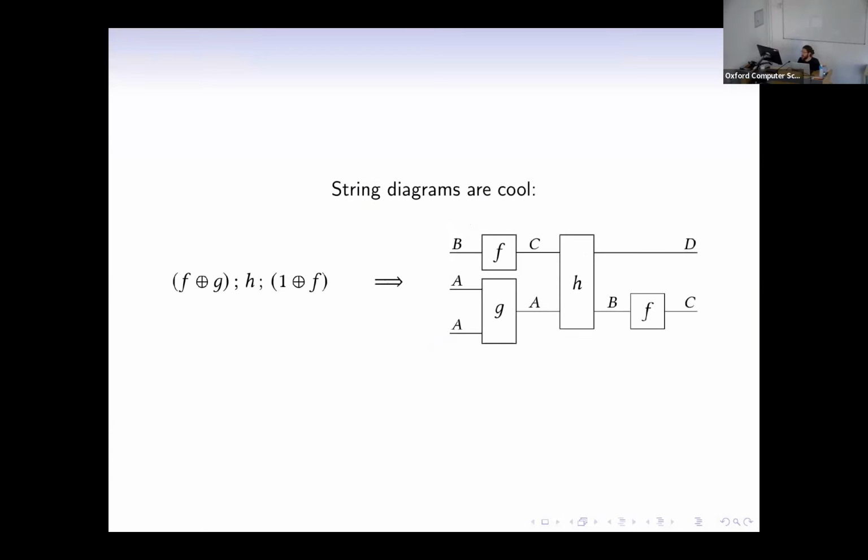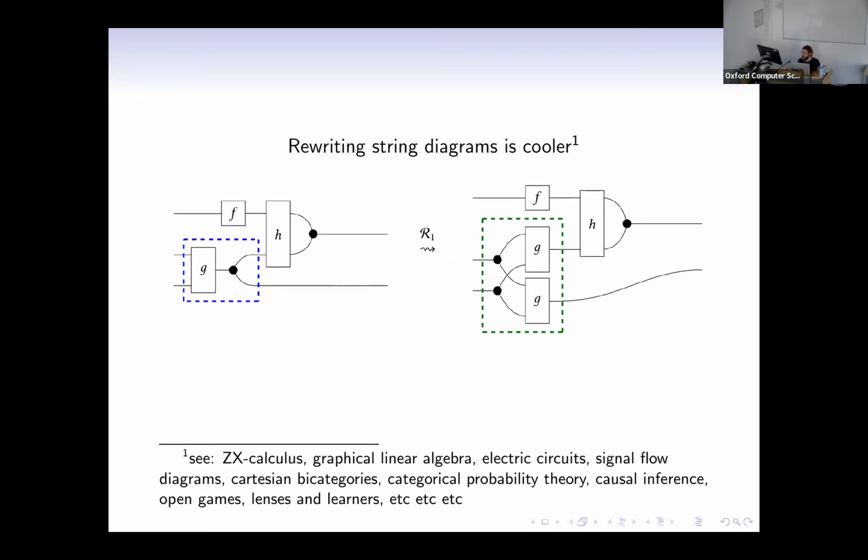Okay, so string diagrams are cool. I think I'm probably preaching to the choir here at applied category theory. They're sort of the native language for symmetric monoidal categories. They let you put things in sequence and in parallel. And what's even cooler than string diagrams is rewriting string diagrams. So that's where we have some kind of algebraic theory of diagrams. We have some local rules and we apply them to prove stuff. And examples are ZX calculus, graphical linear algebra, et cetera.